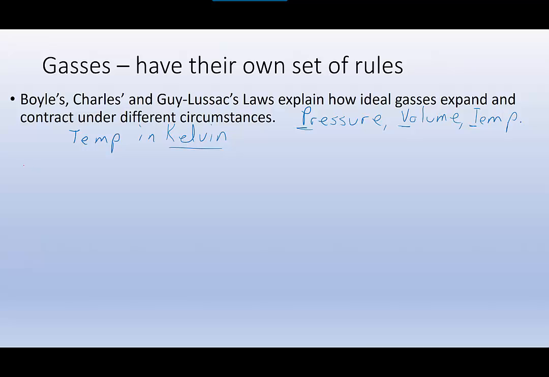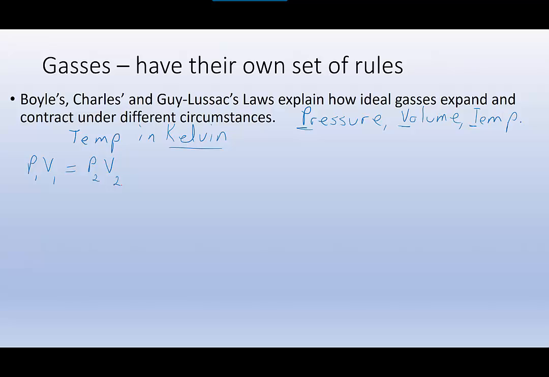If you keep temperature constant, then you start out with a gas at pressure 1, volume 1. When you are done expanding or contracting it, as long as you keep the temperature constant, then that will equal the product of the pressure and volume at the end. So P1V1 equals P2V2. So this is an inverse relationship between volumes and pressures.